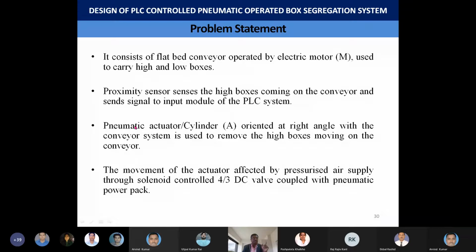Then the actuator that we use is a pneumatic actuator. It is a simple piston and cylinder assembly, and the actuation of the cylinder is done using a solenoid controlled valve, which takes care of removing the boxes from the conveyor system whenever the PLC controller directs the actuator through a solenoid actuation system.